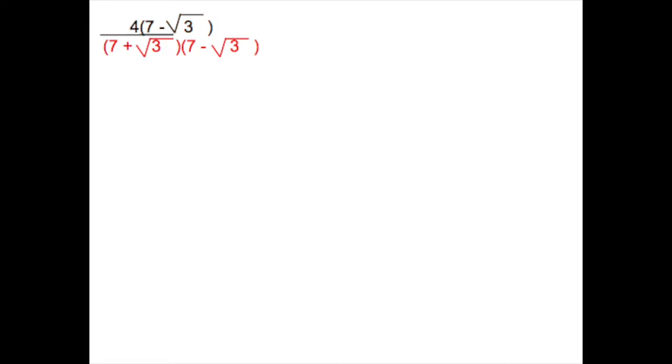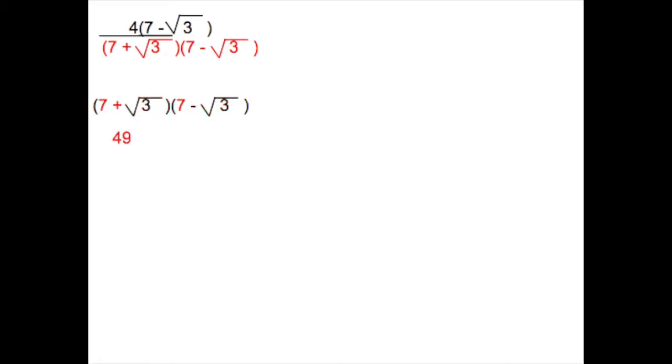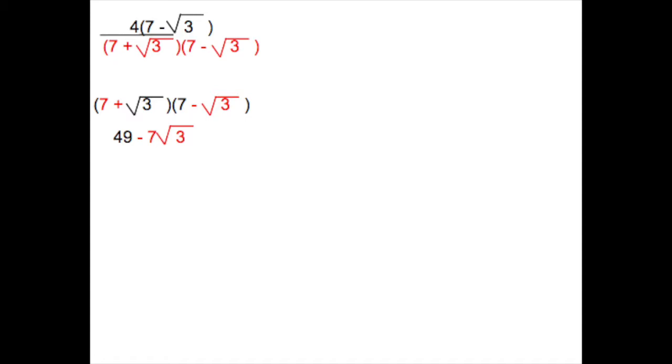Let's simplify our denominator now. We're going to move our denominator down so we have some space to work. Notice that we are multiplying two binomials, 7 plus the square root of 3 times 7 minus the square root of 3. When we multiply binomials, we have to multiply each term in the first binomial by each term in the second binomial. We will start by doing 7 times 7, which is 49. 7 times a negative square root of 3 is minus 7 times the square root of 3.